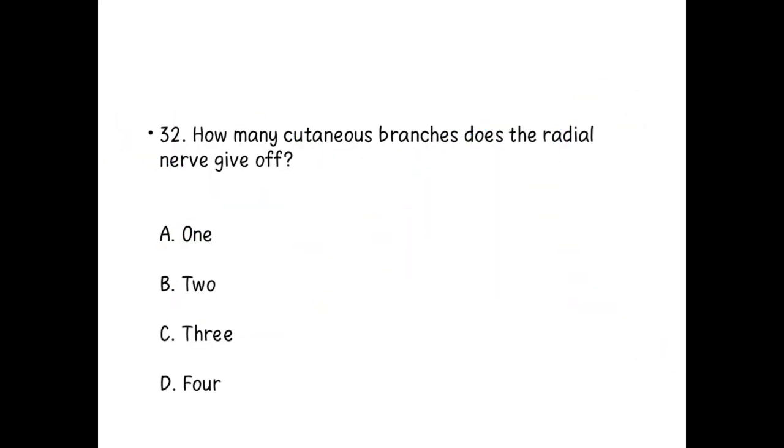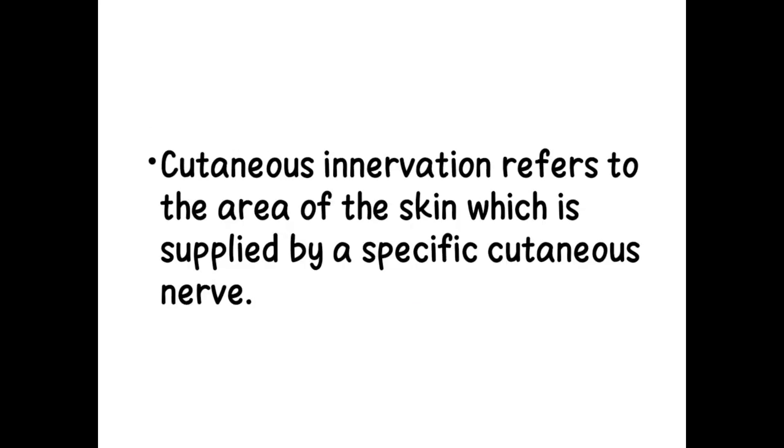Number 32. How many cutaneous branches does the radial nerve give off? A, 1, B, 2, C, 3, D, 4. How many cutaneous nerves does the radial nerve give off? The right answer to this question is 4. It gives off 4 cutaneous branches.